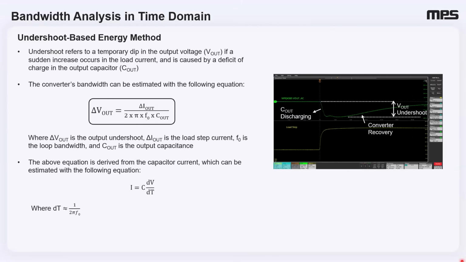This equation is essentially derived from the capacitor charge current equation, which can be estimated as I equal to C dV by dt, where dt is 1 by 2 pi f naught. And rearranging for delta VOUT, we arrive at this equation.